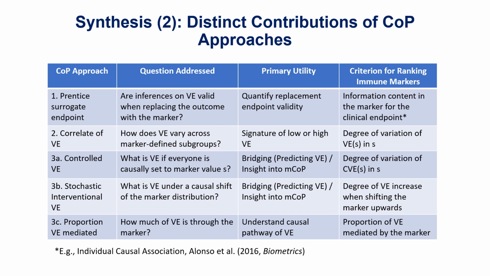And so the primary utilities of these different methods: firstly to quantify replacement endpoint validity, then to get signatures of low or high VE, and then for the mediation frameworks, the first two are really about bridging and thinking about predicting VE in new settings and getting at mechanism of protection. And then in terms of presenting results, I think kind of a consumer reports table where for each of several markers, we do have quantitative metrics of how well they perform on each of these 5 COP approaches. And it's things like how much does the vaccine efficacy curve vary in the marker, or what's the estimate of the proportion of the VE mediated.